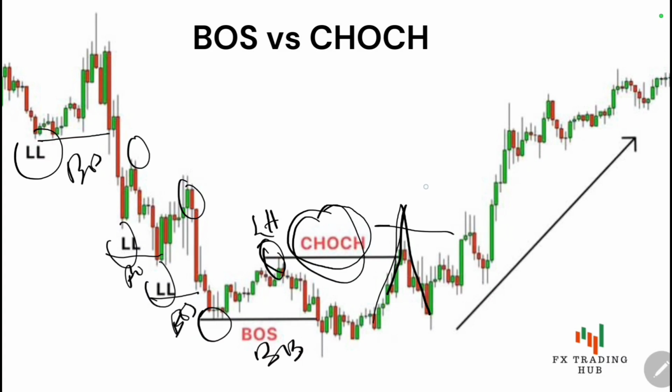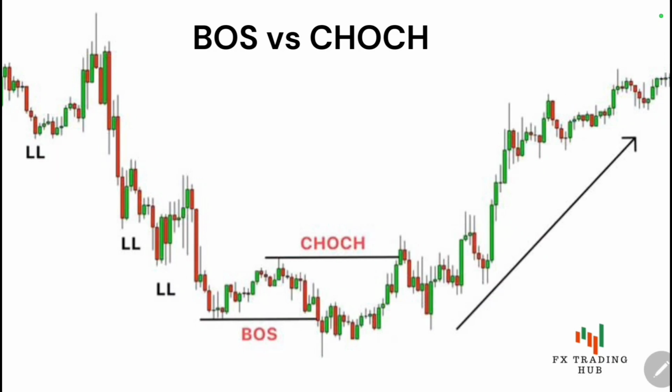Now you start having break of structure to the upside. The market started creating higher highs and higher lows, and continuously that way. So this is to show you that there's a difference between break of structure and change of character. You need to understand this key concept if you want to be good in smart money concept market structure.